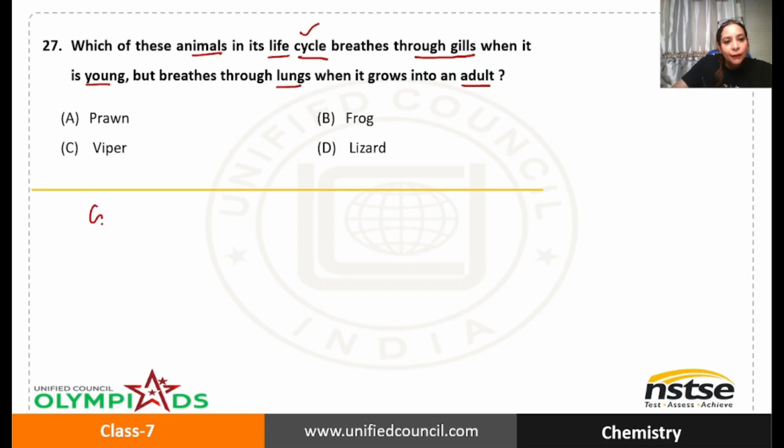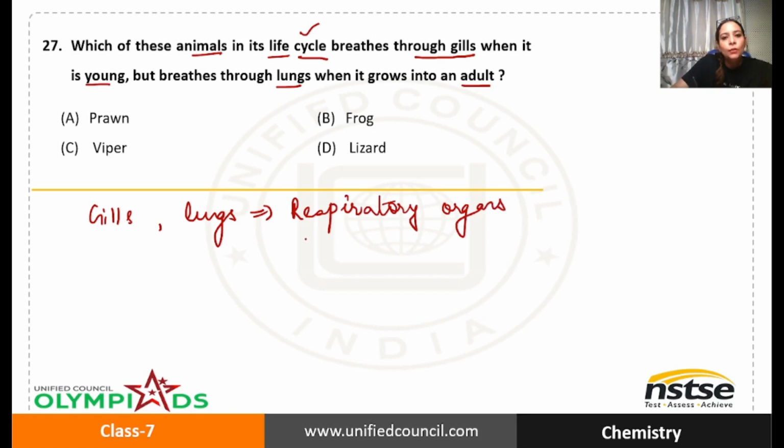So basically, gills and lungs are respiratory organs. And we all know that all living beings breathe, or you can say they respire. So they have different respiratory organs. Few organisms have gills as a respiratory organ, few respire through their skin, few respire through lungs, few respire through trachea. So these are all respiratory organs.